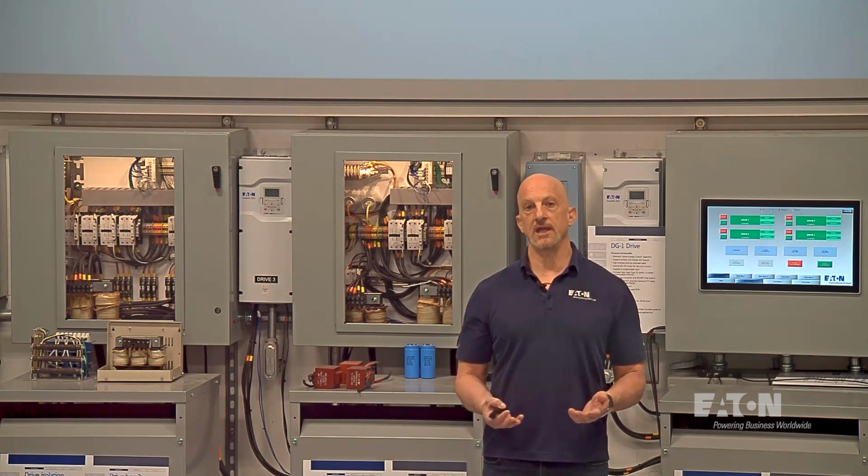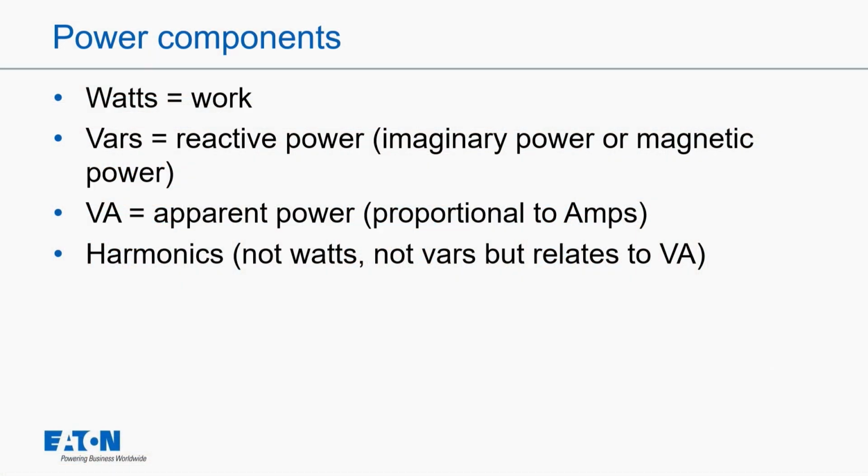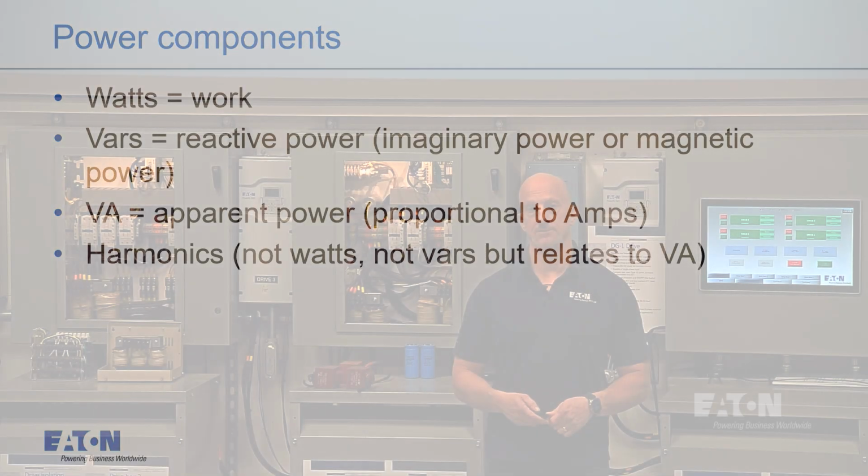And then there's VA. VA is a combination of volts times amps. And volts times amps gives us apparent power, which is a combination of watts and VARs together. And we'll talk a little bit about that in the power triangle and how that relates to power factor. But then the final part here is harmonics. So it's not watts, it's not VARs, but it is related to VA, and specifically it's related to the amps.